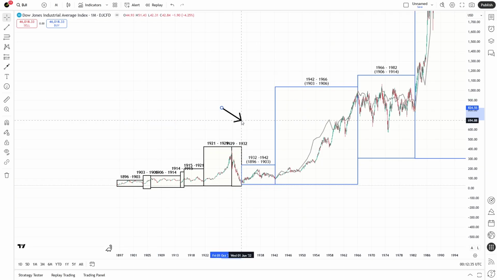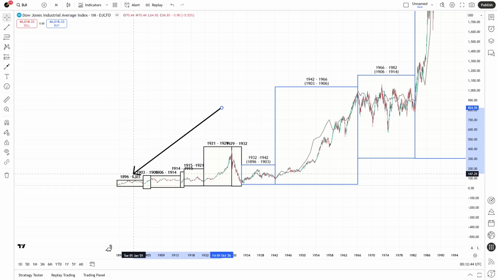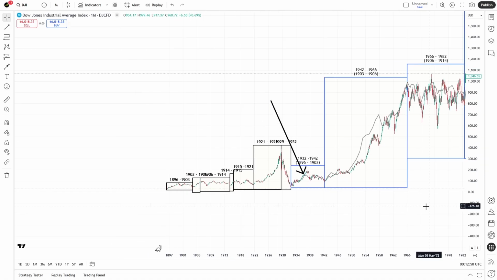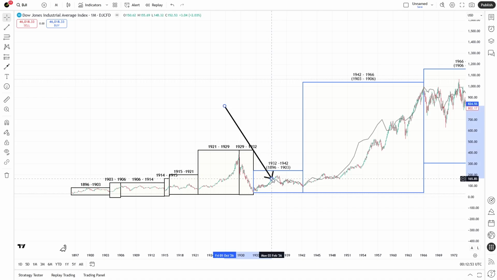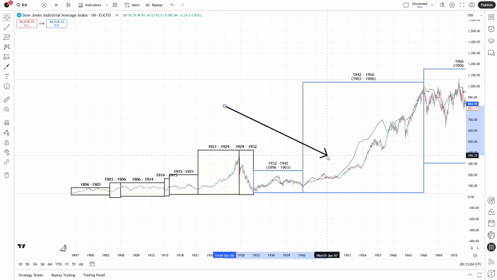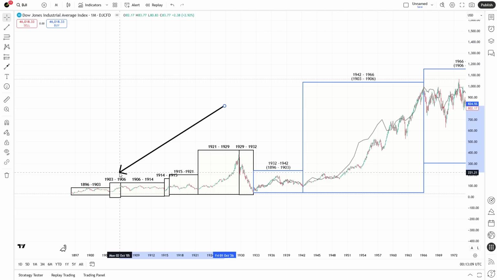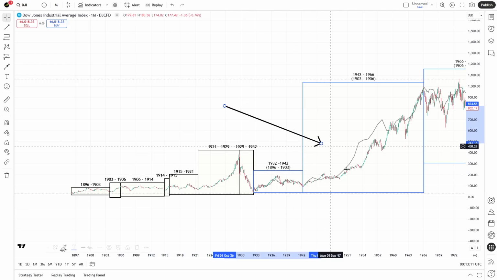Okay, so I'm zoomed out on a month candle now, and this first blue box from 1932 to 1942 is really just a repeat of 1896 to 1903. You can see the fractal. This fractal is taken from the original box. So the pattern is repeating, albeit the timing, height, and depth is playing out uniquely. So the next box is from 1942 to 1966, and it's basically a repeat of 1903 to 1906. You can see it plays out on a much larger scale this time around.